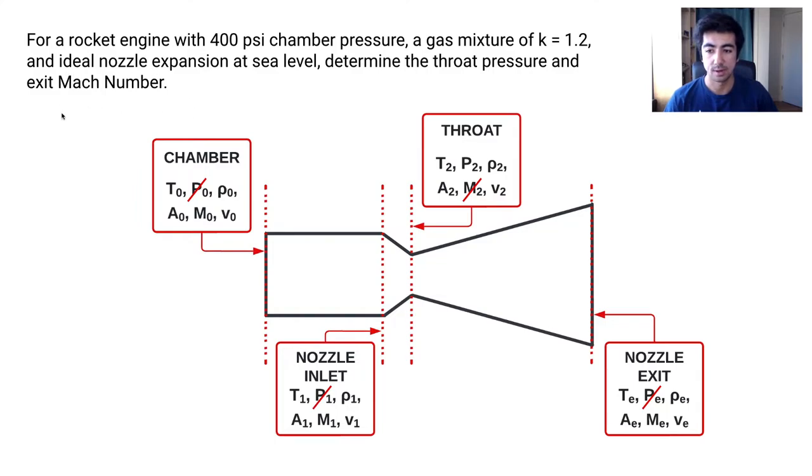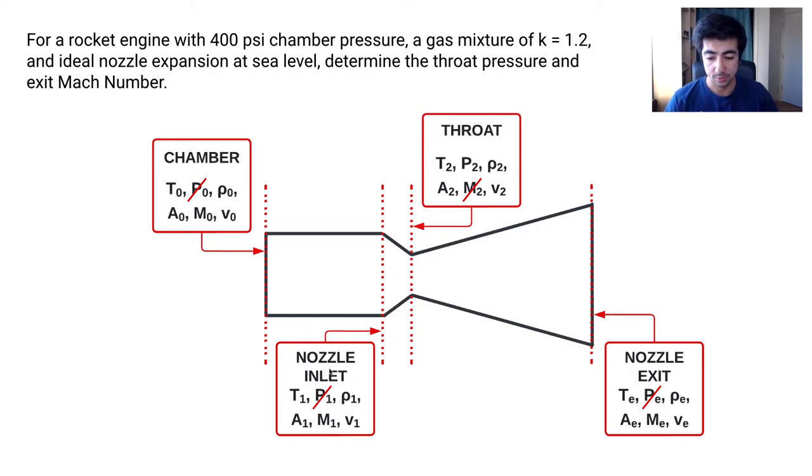the exit Mach number. So what do we know here? We know the chamber pressure, we know that K equals 1.2, and again, because it's ideally expanded at sea level, we know what the exit pressure should be, right? It should be that atmospheric pressure. And so one more thing we do know is that the Mach number, M, at the throat is equal to 1. That's just always going to be the case.